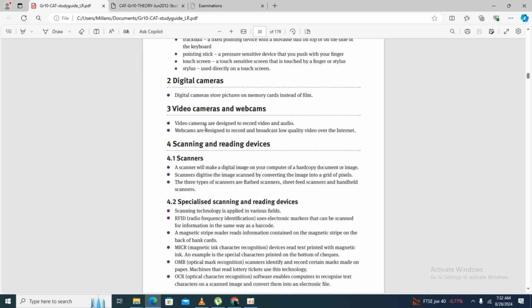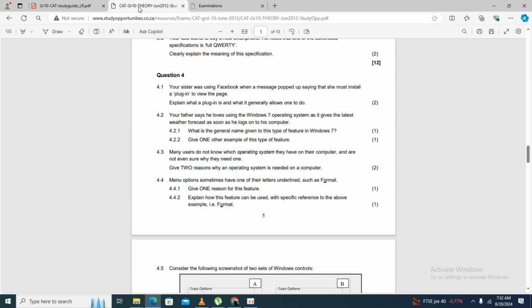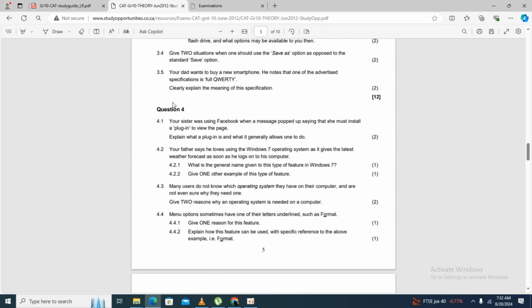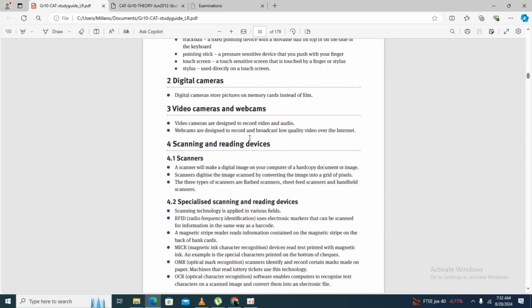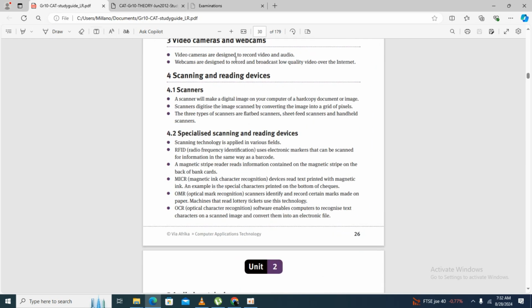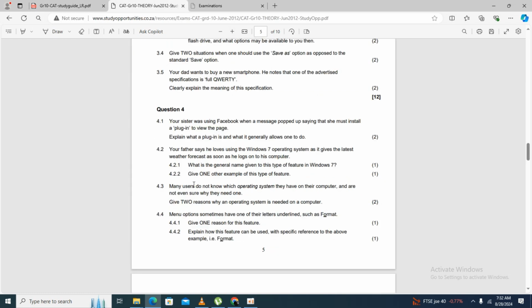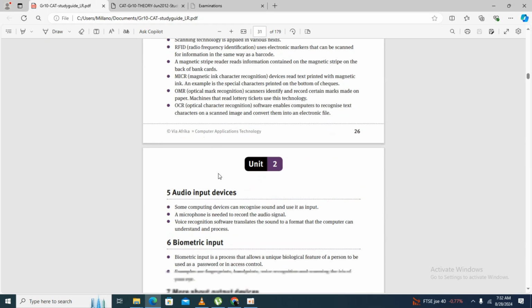And by the way, please do read your scenarios when it comes to questions. Don't just answer the question thinking that you know the answer, because sometimes the answer that you think is correct can be incorrect, and I had to learn that the hard way, because you have to read the scenario first, guys. So for question 4, this is my main focus.